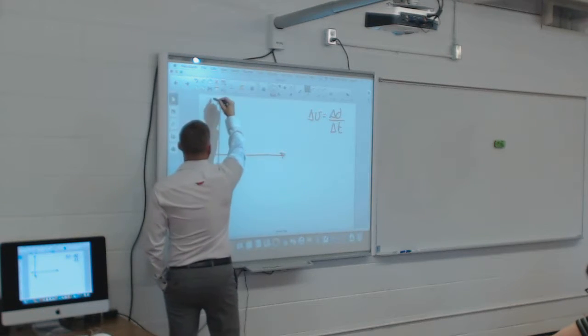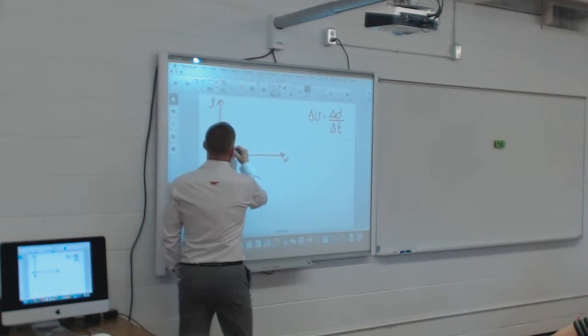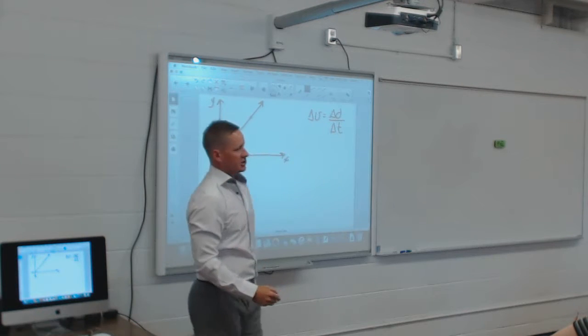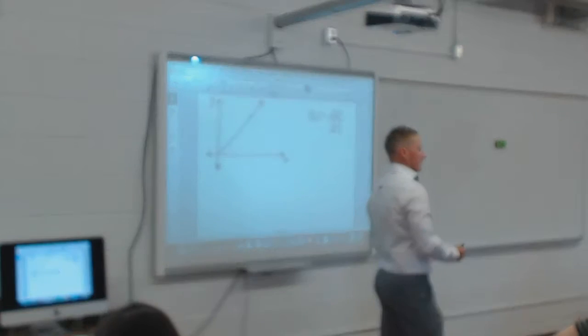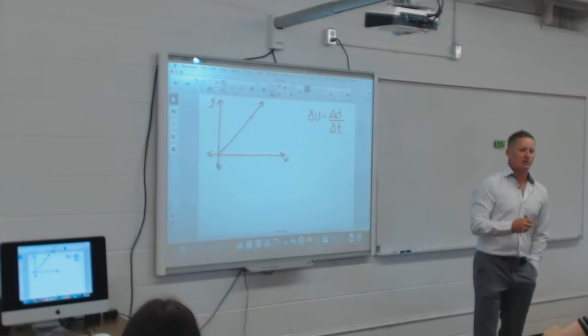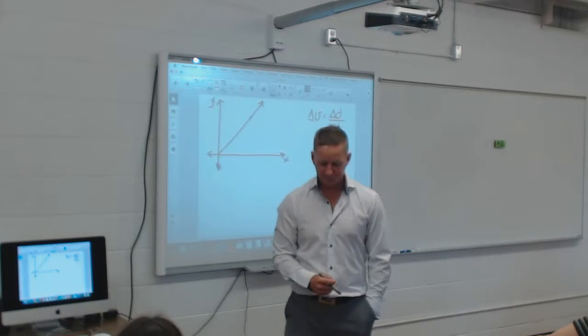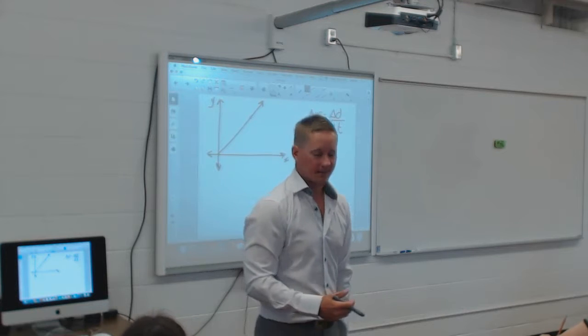and I go, this is my y and this is my x. And I want to find the slope of that line. Okay? How do I find the slope of that line? What's my slope? X over Y. Marshall? Oh, no, Y over X.